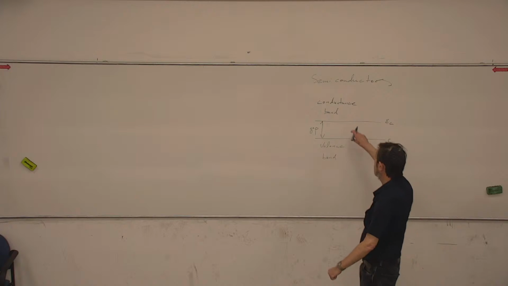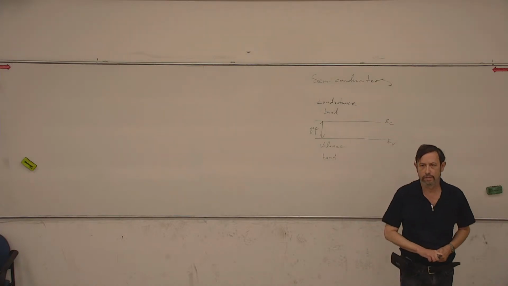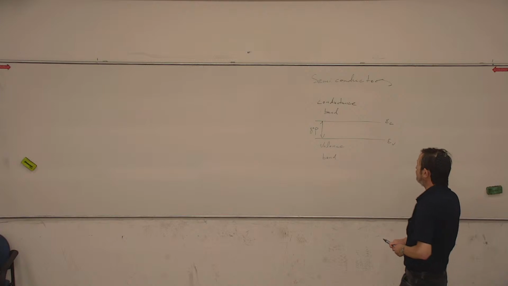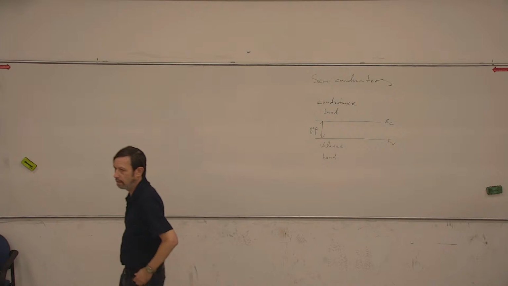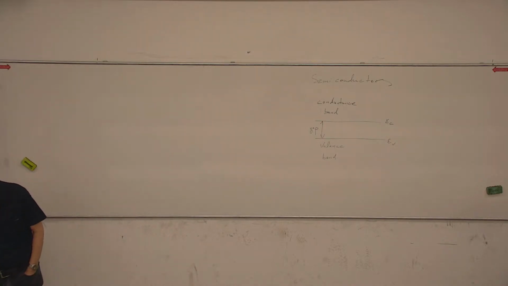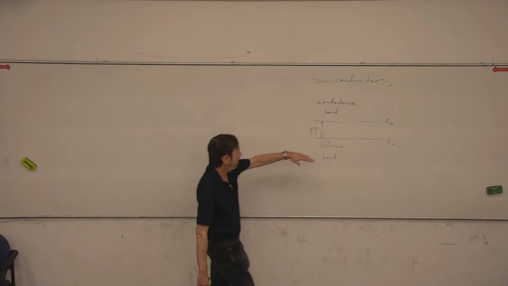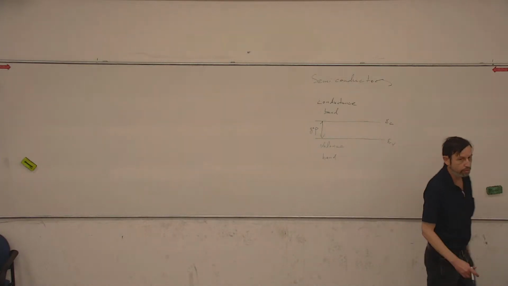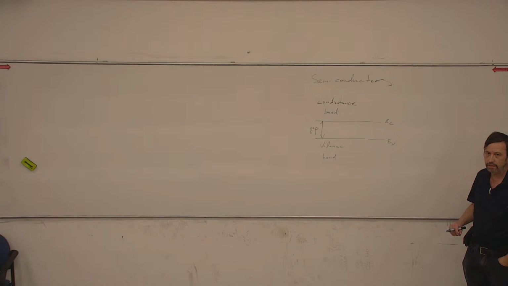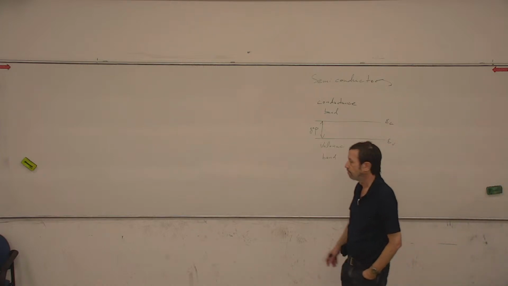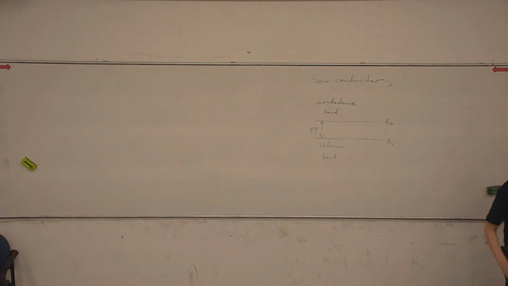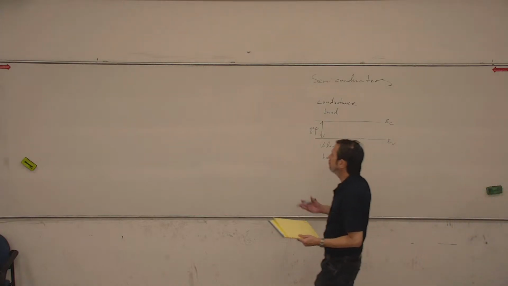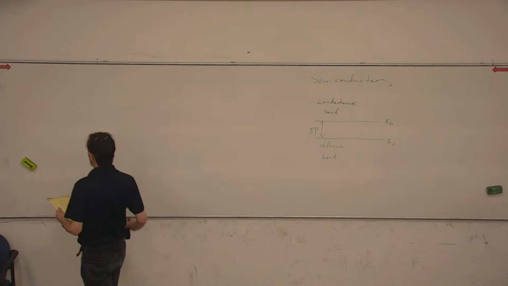And as we said in the previous lecture, the gap is not so large, so there is a finite probability at room temperature, or at the relevant temperature, to get some of the electrons moving from the valence to the conduction band. And we wrote down this probability according to the usual statistical mechanics.